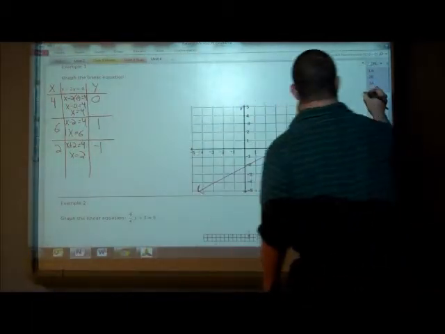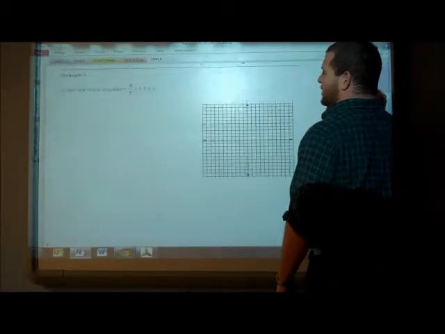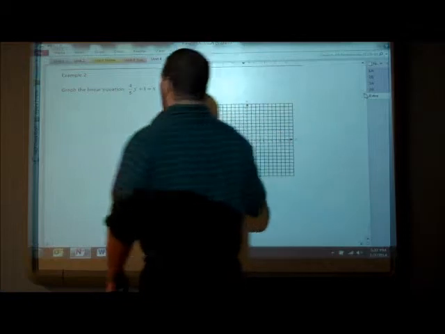So look at our second problem. I'm going to go through the same thought process. 4/5 y plus 1 equals x.